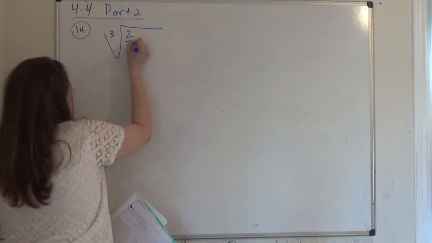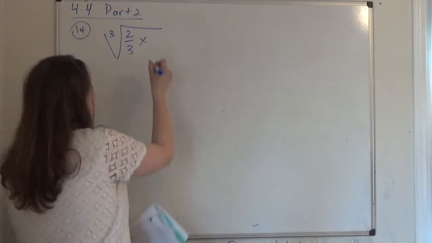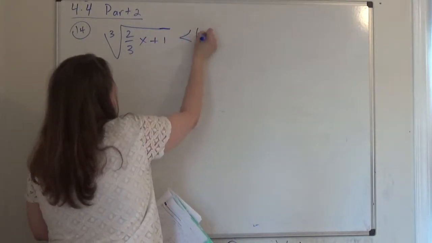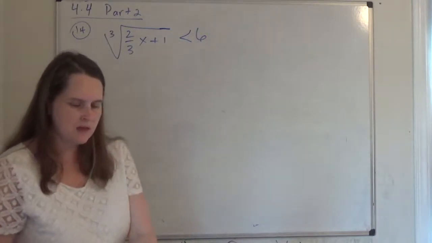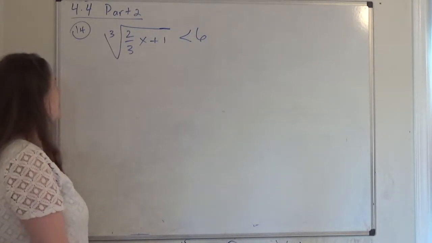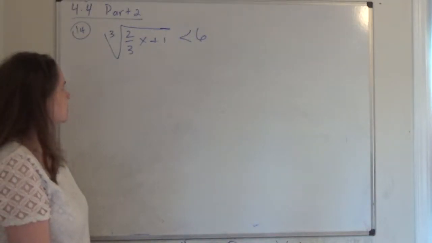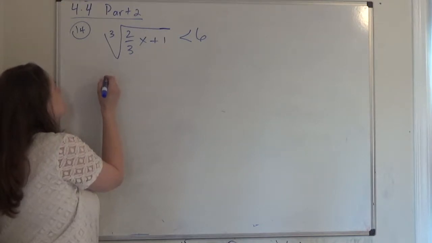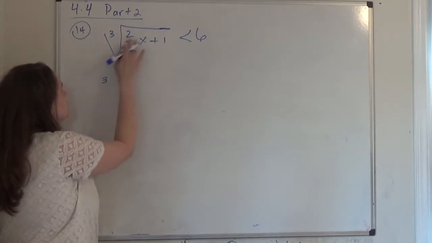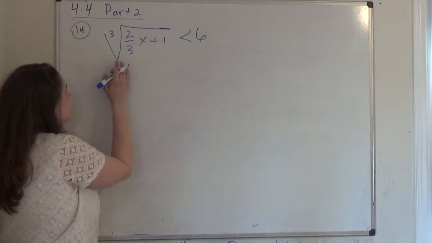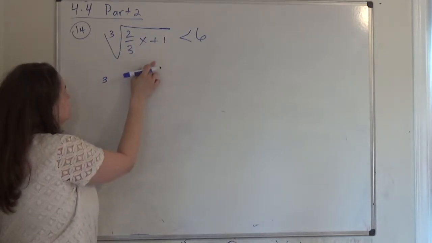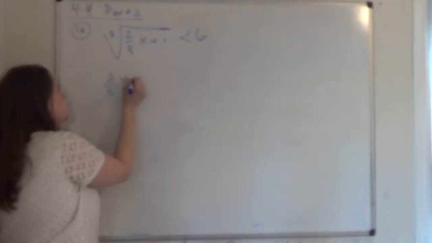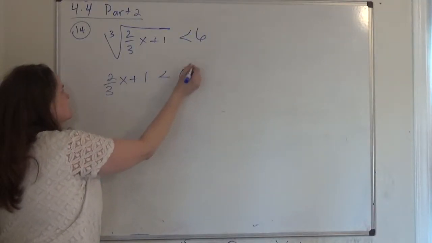All right, but number 14, we've got the cube root of 2/3 x plus 1. This is all inside the radical, less than 6. In this one, we do not have a square root, we have a cube root. So we're going to be cubing both sides to eliminate that radical. So you'll cube the left. When you cube your cube root, it will just undo itself, and the inside, 2/3 x plus 1, will pop out. So 2/3 x plus 1 is less than 6 to the 3rd power.